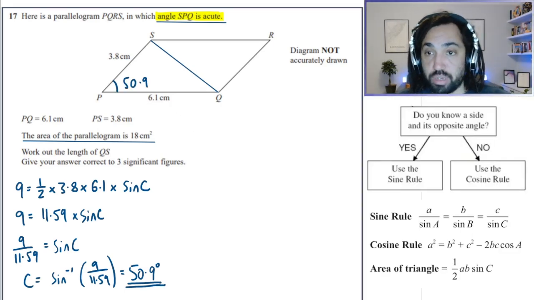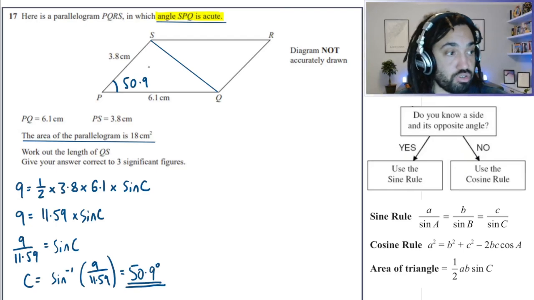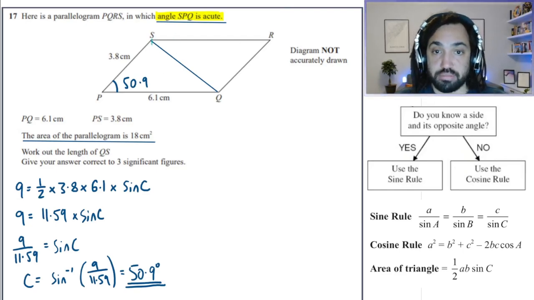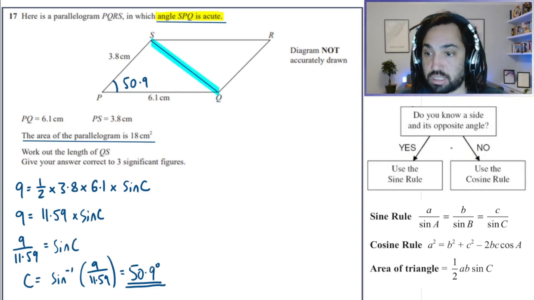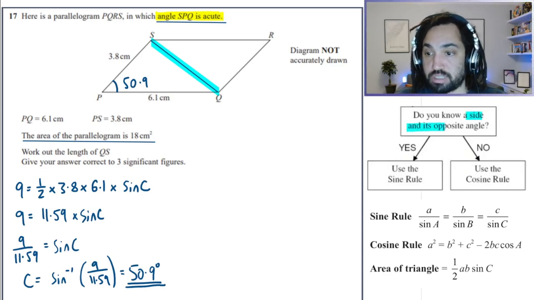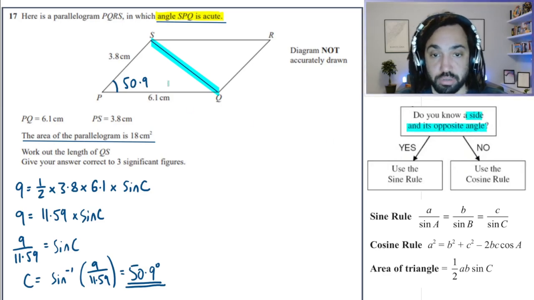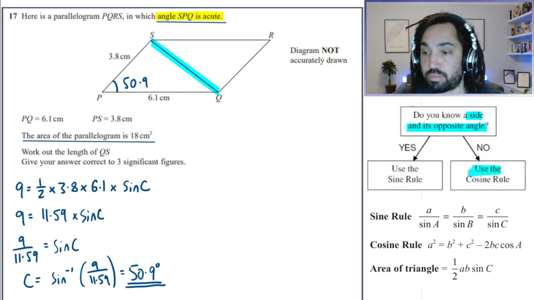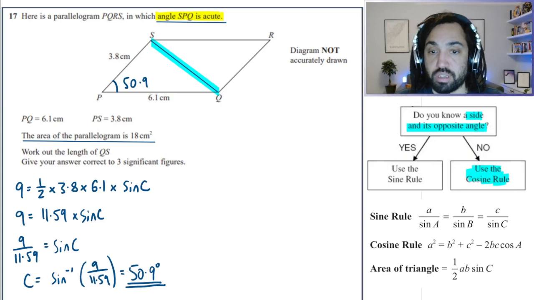Right, now we need to check which rule to use in this triangle in order to work out this line here, QS. So go back to our chart, and it says here, do we know a side and an opposite angle? Well, no, we don't. We don't have an angle and an opposite side that we know, so it means we have to use the cosine rule.